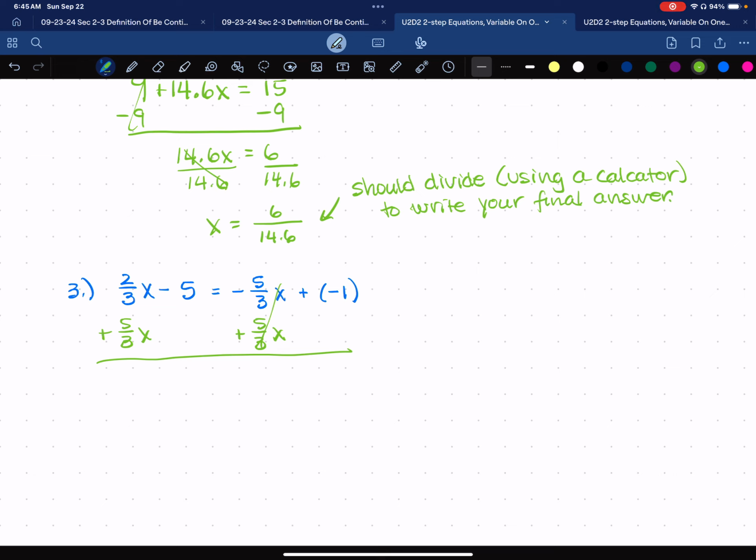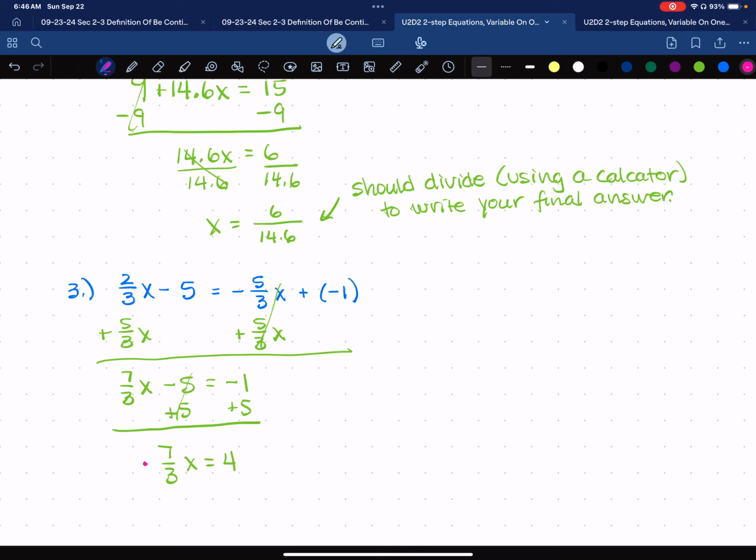2/3 plus 5/3 is 7/3. So we have 7/3 x minus 5. And we have a -1 on the right-hand side. Now I'm going to add 5 onto both sides to make that equal 0. We get 7/3 x equals, and that's going to be +4. Now here's a special case. When you are multiplying by a fraction, we're actually not going to use division. I mean, we kind of are, but if you remember to divide by a fraction, you multiply by the reciprocal. You don't remember, now you do.